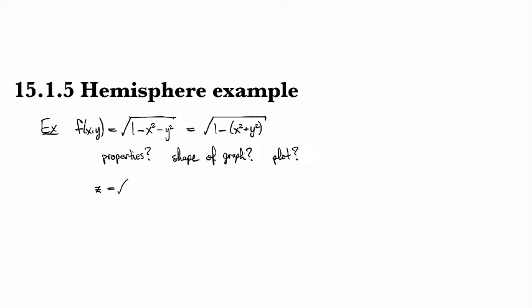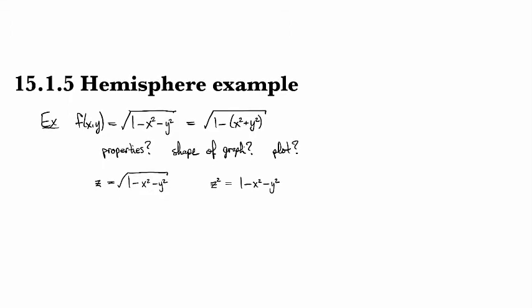So if I write the square root of 1 minus x squared minus y squared equals z, and then I square both sides, and then I move the x and y terms over to the other side, I get a formula which is fairly familiar. This is the unit sphere.